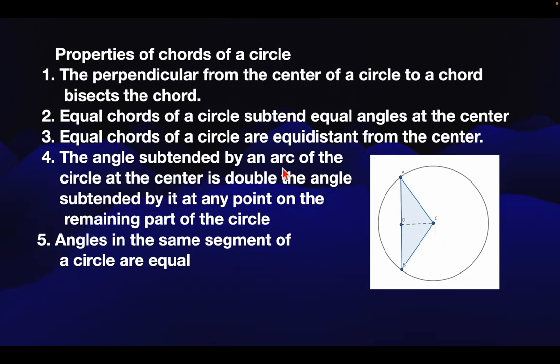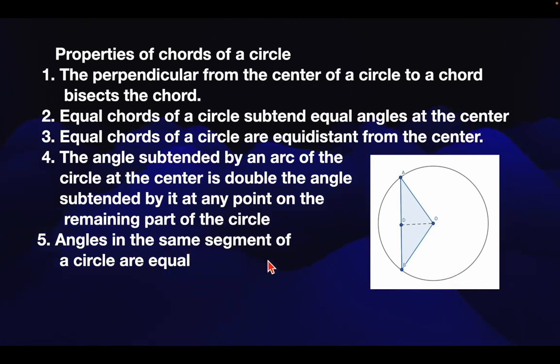The angle subtended by an arc of the circle at the center is double the angle subtended by it at any point on the remaining part of the circle. So supposing you take this arc AB, it subtends an angle here, this angle. Now this arc can subtend an angle at a point on the circle also. Supposing this is the point here, then this angle will be half this angle. That is, this angle at the center will be 2 times the angle at any point on the circle.